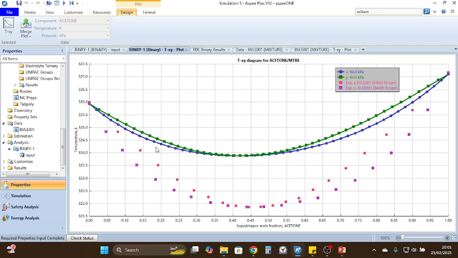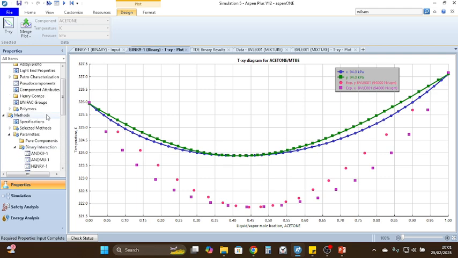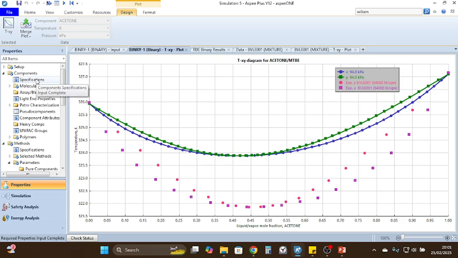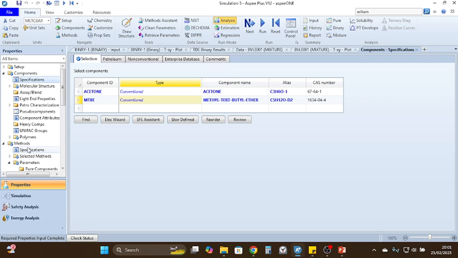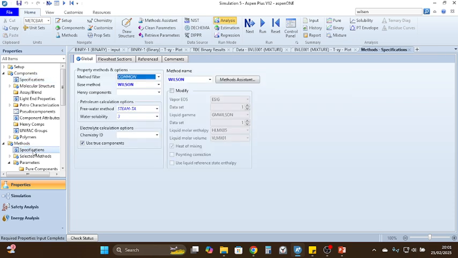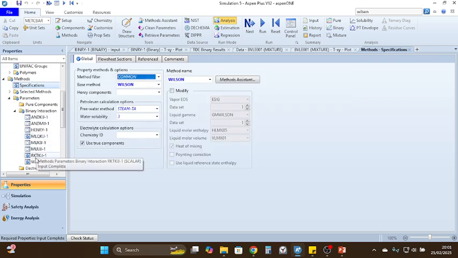So in order to have a proper fit, we are going to do the regression of this data. And the reason why this deviation exists is because we don't have these parameter values over here.